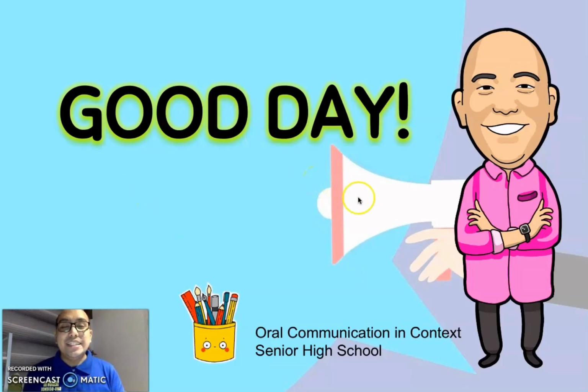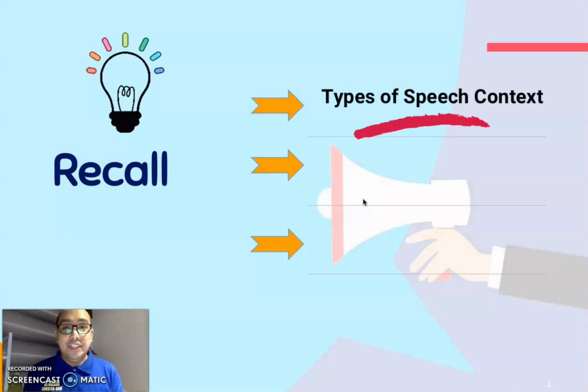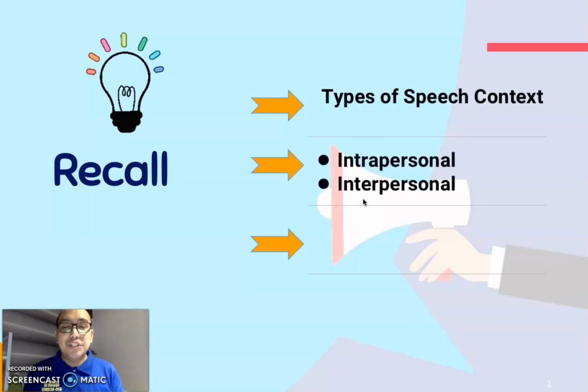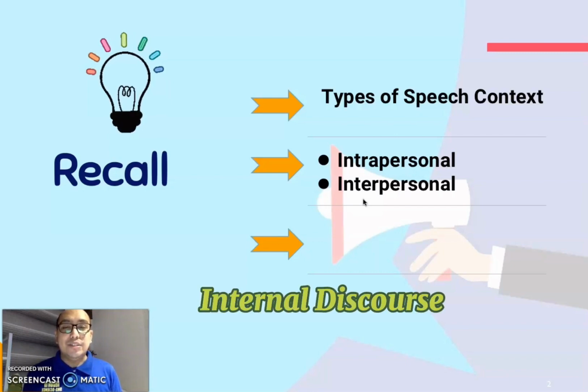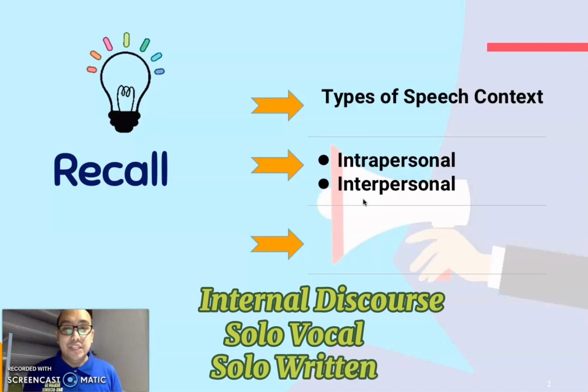Before anything else, let's have a short review on the different types of speech context. Basically, there are two types. We have the intrapersonal communication and the interpersonal communication. Intrapersonal communication has three levels. We have the internal discourse, the solo vocal communication, and the solo written communication.